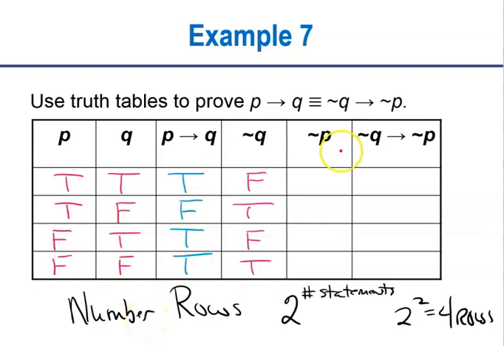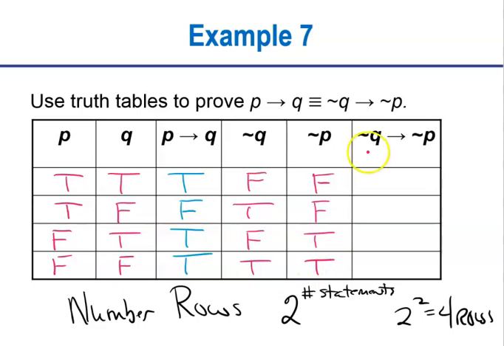Not P, or the negation of P, you change all the P's. So not true turns into false. Not true turns into false. I'm on the third row. Not false turns into true. Not false turns into true.